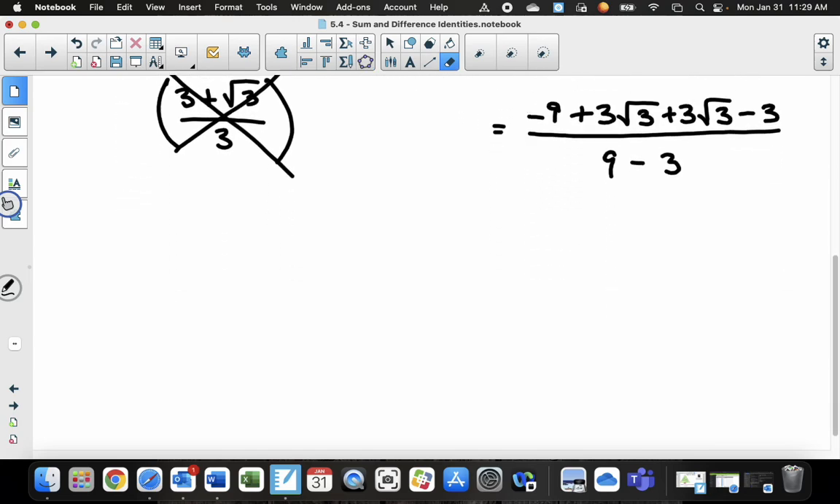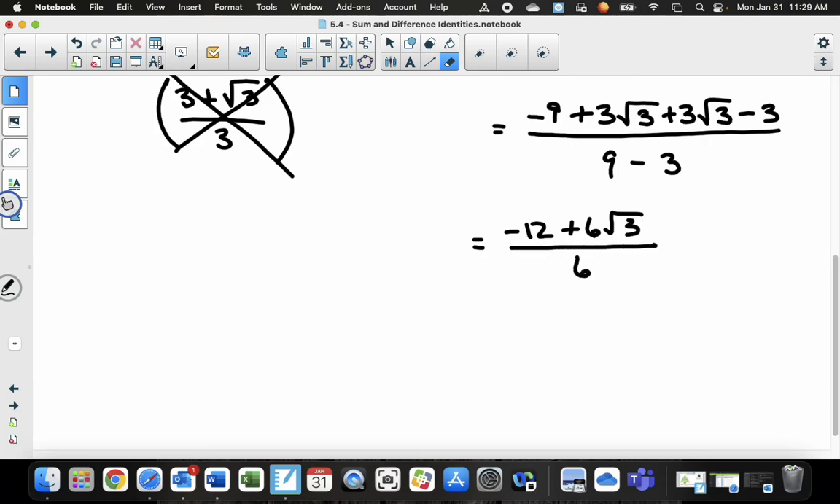All right, we're almost there. Let's clean it up. Negative 9 minus 3 in the numerator gives me a negative 12. 3 square root of 3 plus another 3 square root of 3. Those are like terms. I can put those together. That gives me 6 square root of 3s. Again, they act just like variables. 3x plus 3x would be 6x.